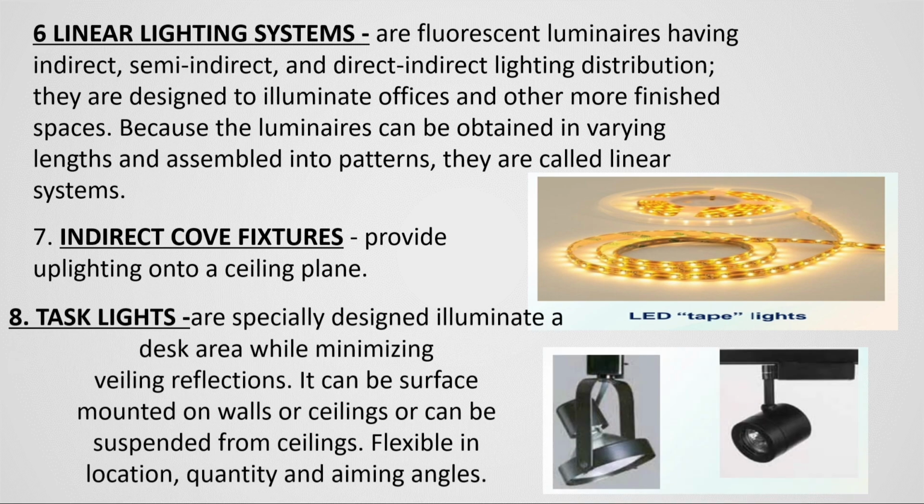So next is task lights. Task lights are especially designed to illuminate a desk area while minimizing viewing reflections. They can be surface mounted on walls or ceilings or can be suspended from ceilings. Flexible in location, quantity, and aiming angles. So task lighting is a type of lighting that provides concentrated light to help people complete specific tasks.